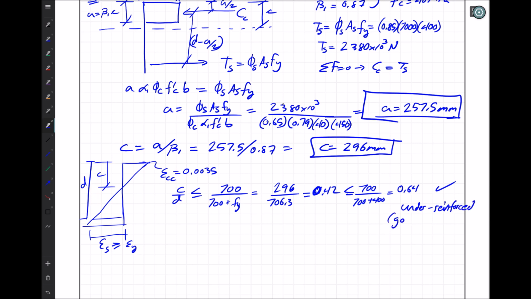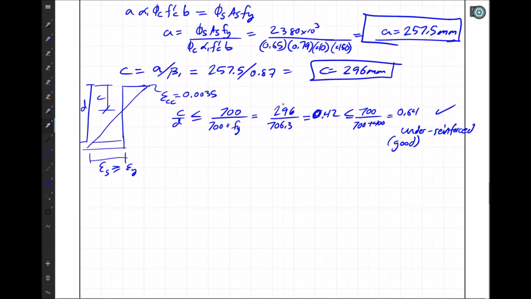Which is good. If it wasn't under-reinforced, we stop, we rethink, we redesign, because there's no fixing that without adding compression steel that we'll talk about later, or without changing our section size or reducing the steel in the section. But it's not acceptable to have over-reinforced in our design.